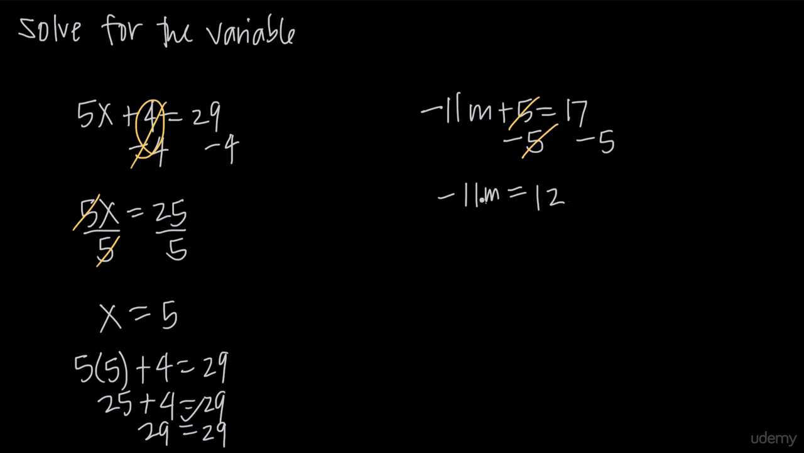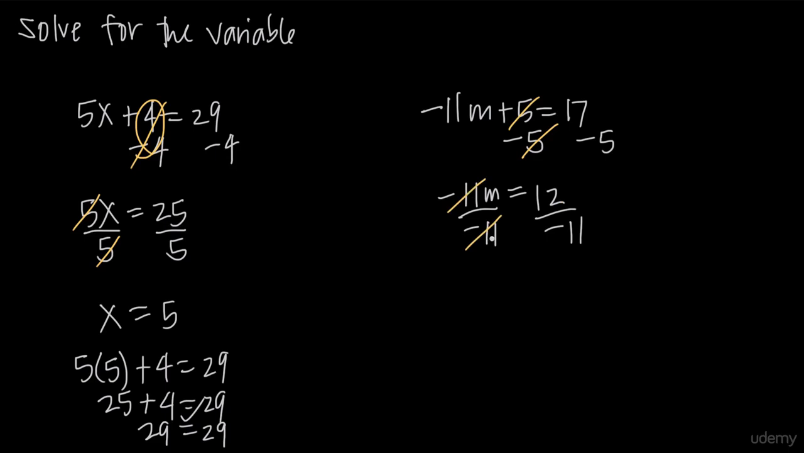Now on the left-hand side, we have negative 11m. In other words, m is multiplied by negative 11. So what we want to do is divide by negative 11 in order to get rid of that, because division is the inverse operation of multiplication. But because we're doing it to the left, we also have to do it to the right, and we're going to get our negative 11s to cancel from the numerator and denominator.